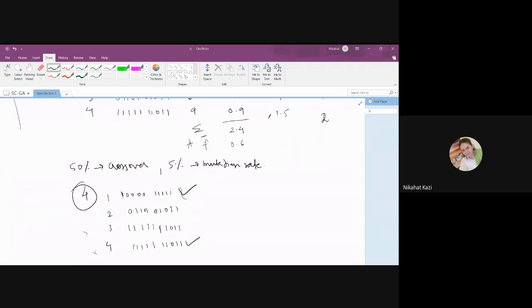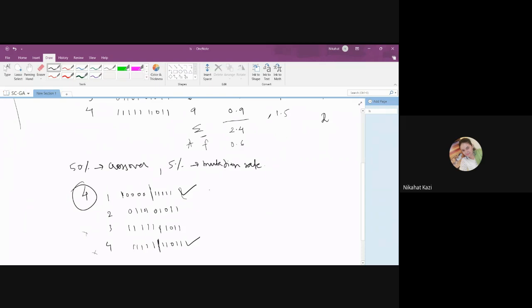Now, for the crossover point, it's not given what type of crossover it is, right? So I choose any random point. Beyond that point, whatever is there, I'm going to interchange. Let me choose this point. I'm just choosing it because it is easy to visualize.